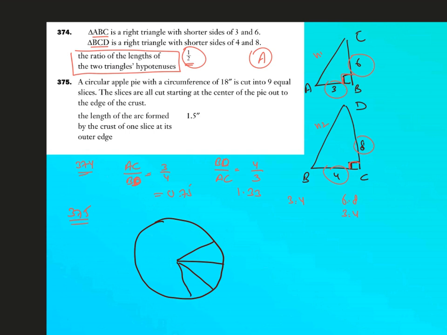Now what we have to compare is the length of the arc formed by the crust of one slice, basically this arc. Now this entire circumference is 18. We're dividing this into 9 parts. So the circumference will also be divided into 9 parts. That's 18 by 9, 2. So every arc is of 2 inch. So this is 2 inch each. We're comparing 2 inches to 1.5. So clearly 2 is more than 1.5, hence it's A.